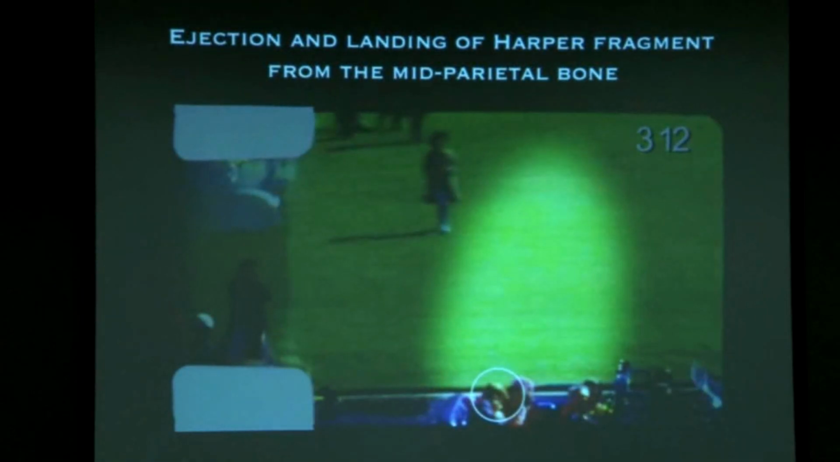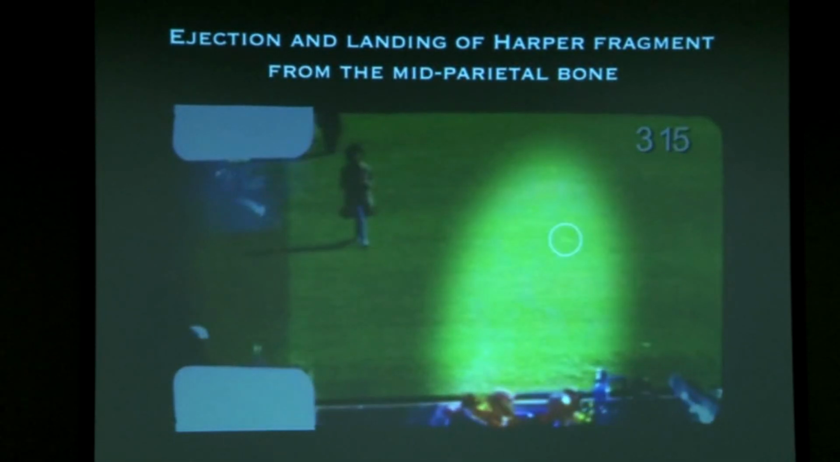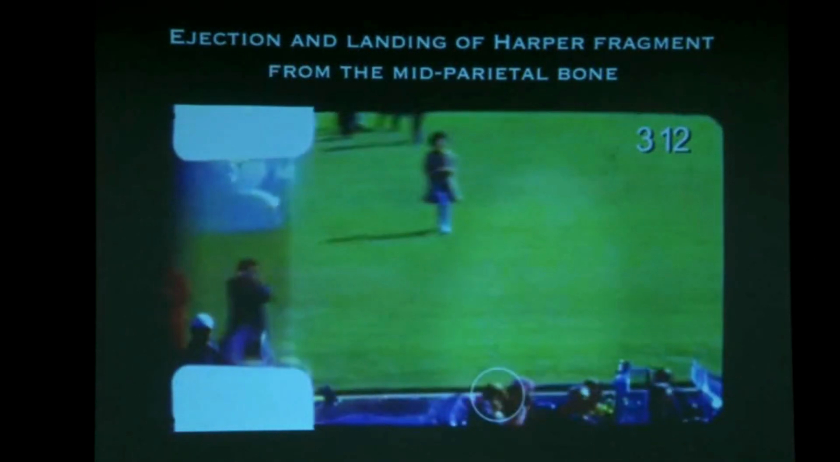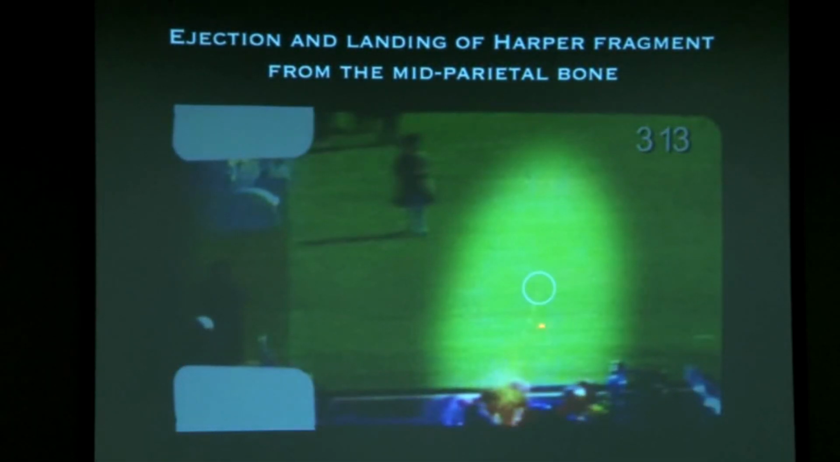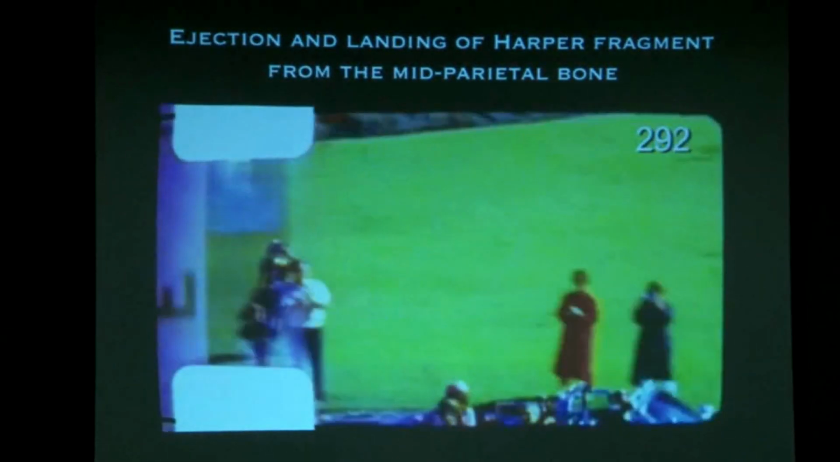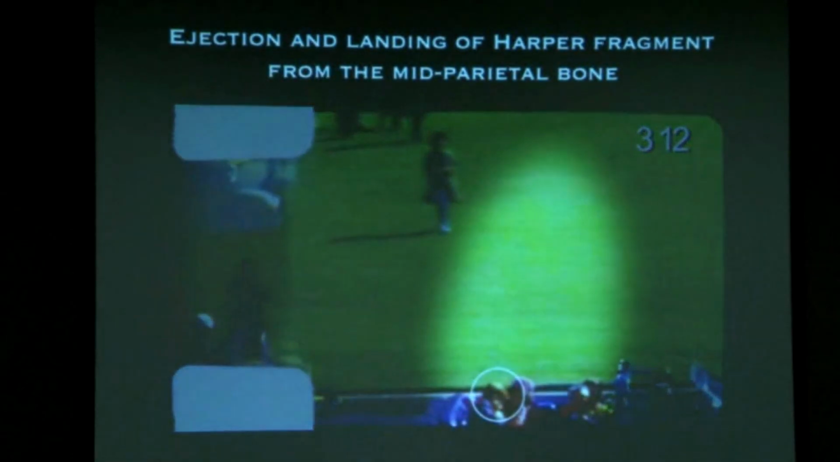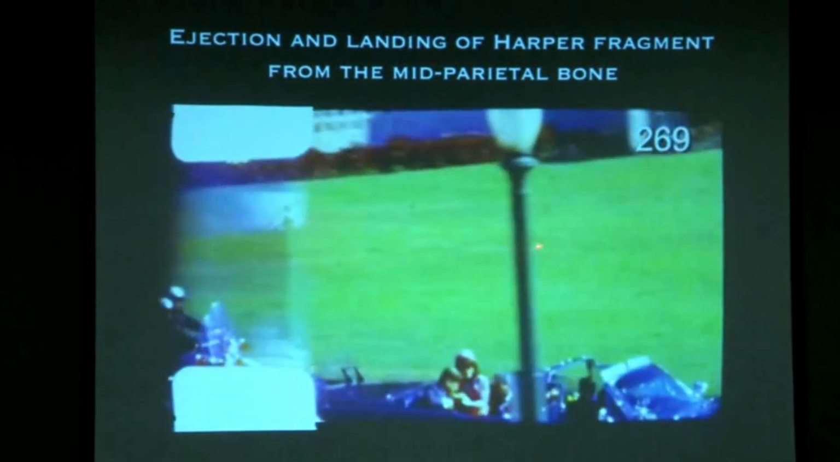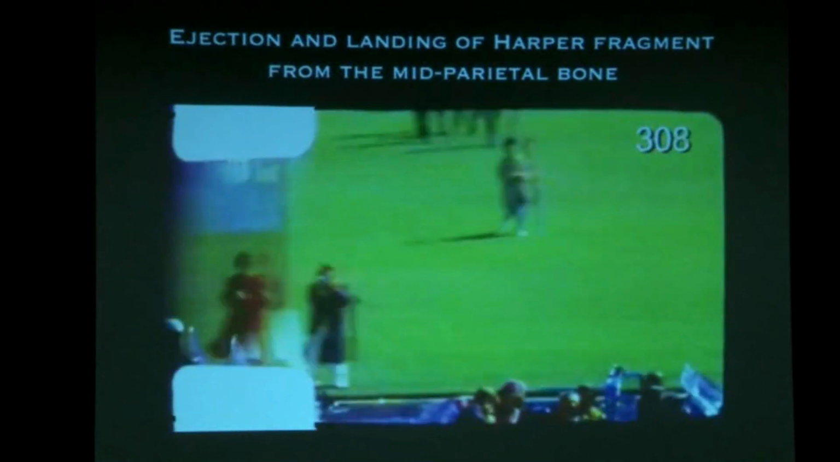Here's the Zapruder film showing the Harper fragment arising from the mid-parietal bone as the anatomic characteristics previously noted said it should be from. As it spins through the air, the shiny interior surface successively reflects light, whereas the duller external surface does not. It lands in the grass approximately 25 feet south of Elm Street, where it was recovered the following day by Billy Harper.